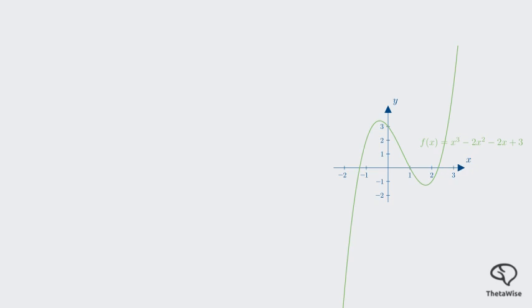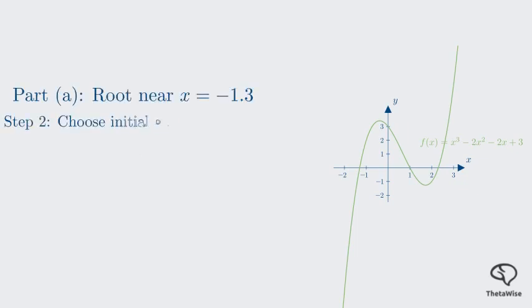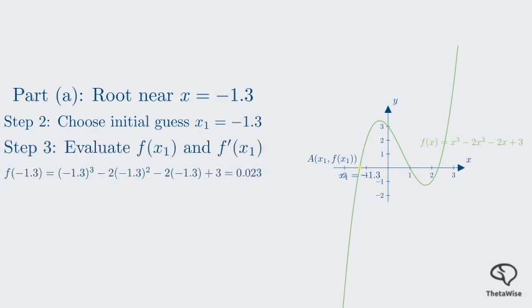Now, let's solve the first part, finding a better approximation for the root near negative 1.3. We will use negative 1.3 as our initial guess, x1. Next, we evaluate the function and its derivative at this point. Substitute negative 1.3 into both functions. We find that f of negative 1.3 is 0.023 and f prime of negative 1.3 is 8.27.